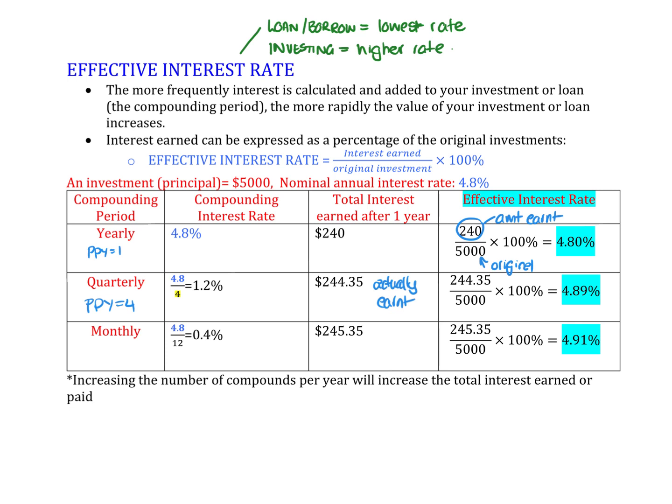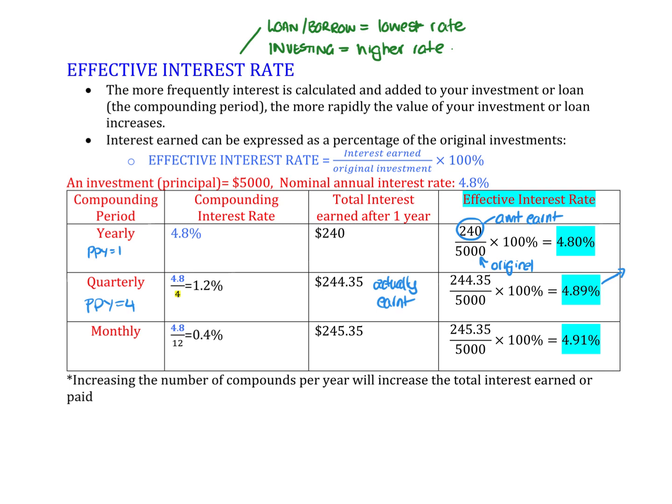So if I was going to calculate the interest, I would do the amount earned over the original. And you can see what the actual interest rate is, which is what we say is effectively. Effectively, you are getting 4.89, which is higher, isn't it, than the 4.8%. So you can see that's what effective interest rate is.